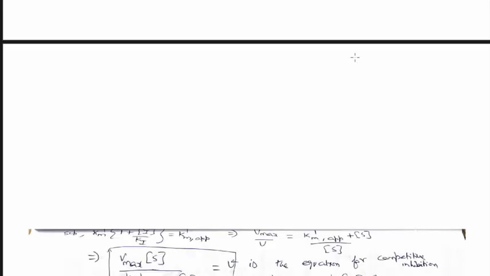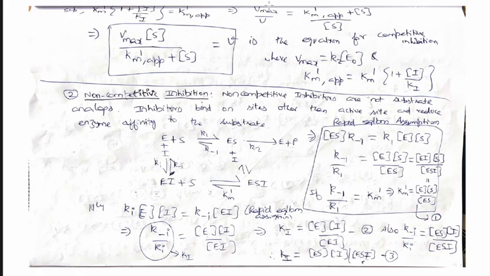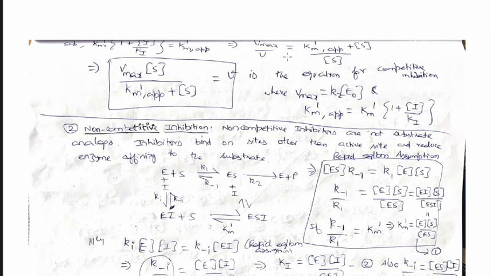Next, Km dash into 1 plus I by Ki we take as Km dash app, so Vmax by V becomes Km dash app by S plus 1. So V equals Vmax into S by Km dash app plus S. This is the equation for competitive inhibition, where Vmax is equal to K2 into E naught and Km dash app is equal to Km dash into 1 plus I by Ki. So here the Km dash value alone has been affected. In competitive inhibition, Km dash app alone is affected.